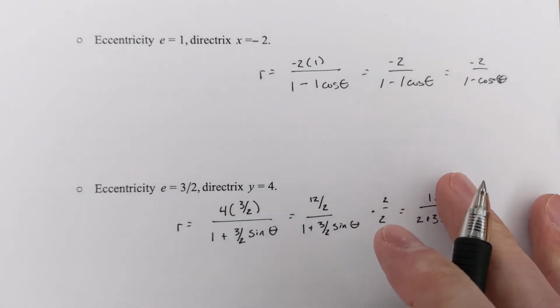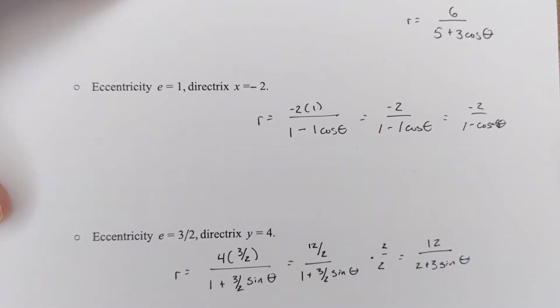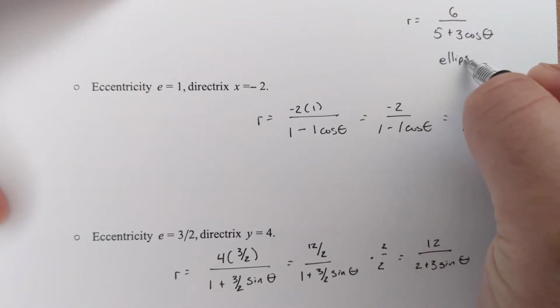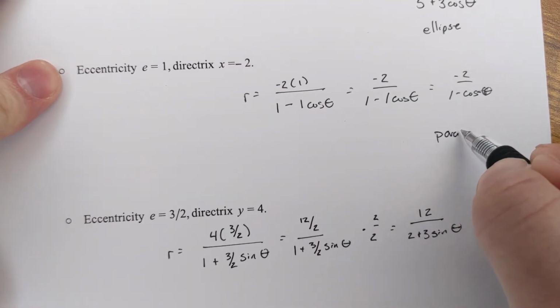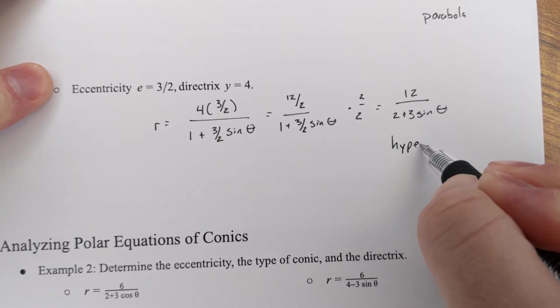Now, I'm not going to graph it by hand, but we can label it. The first eccentricity is less than 1, so this will graph an ellipse. For the second one, the eccentricity is 1, so this will graph a parabola. The eccentricity of more than 1 will graph a hyperbola.